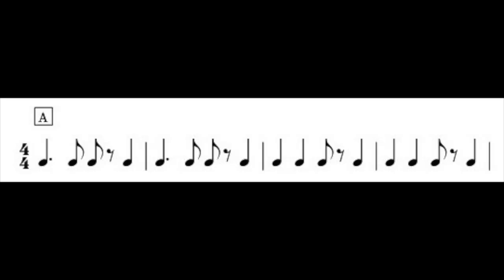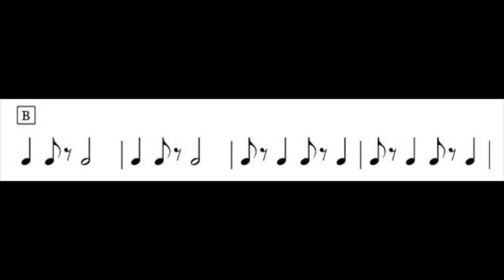Fantastic. Could we do A and B together? Let's do those two together. A and B. Ready? 1, 2, ready, go. Ta, ti, ti, rest, ta. Ta, ti, ti, rest, ta. Ta, ta, ti, rest, ta. Ta, ta, ti, rest, ta. B. Ta, ti, rest, ta. Ta, ti, rest, ta. Ti, rest, ta. Ti, rest, ta. Ti, rest, ta. Ti, rest, ta. Good for you.